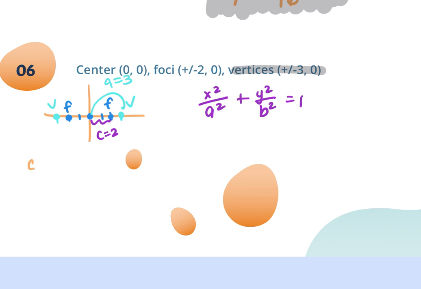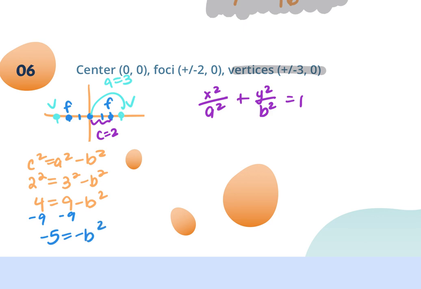So now c squared equals a squared minus b squared again. I have the c, which is 2. The a is 3. 4 equals 9 minus b squared. Subtract the 9. Negative 5 equals negative b squared. So b squared equals 5.